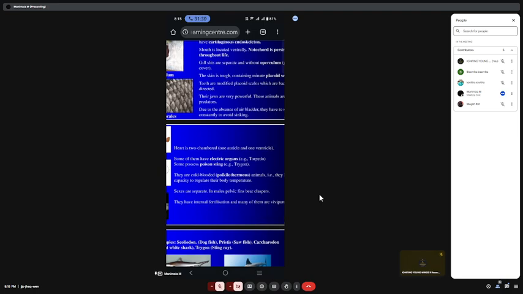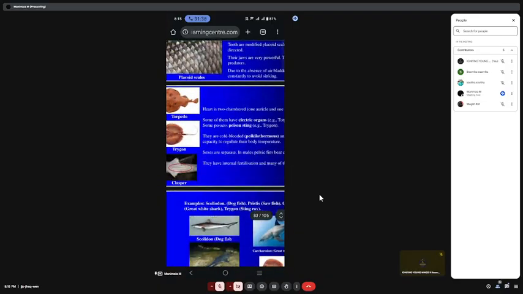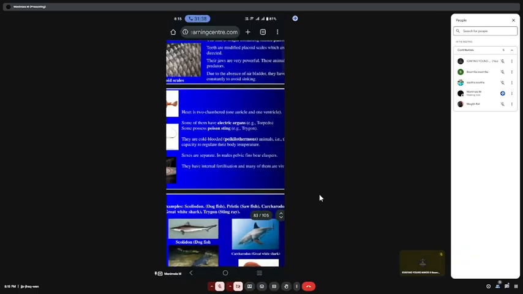Okay, and next thing, the heart. They have a two-chambered heart, one auricle and one ventricle. Some of them have electric organs. Example, torpedo, an electric animal. Okay, and the next, electric organs.